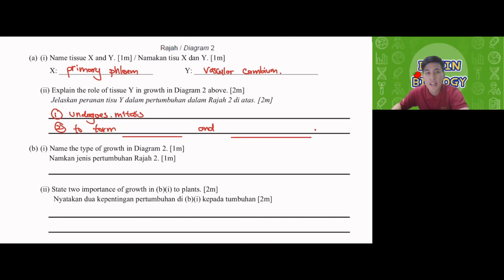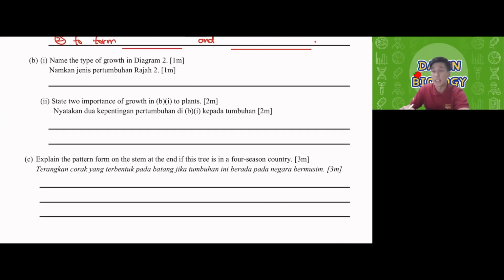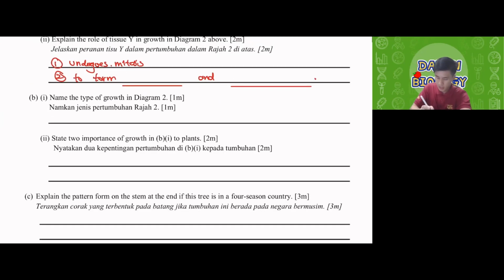Okay, next, come. Name the type of growth in diagram 2. Again, this one is so easy. What growth is here? You can see it becomes thicker and thicker, secondary growth. Easy. Secondary growth. Right, all right.